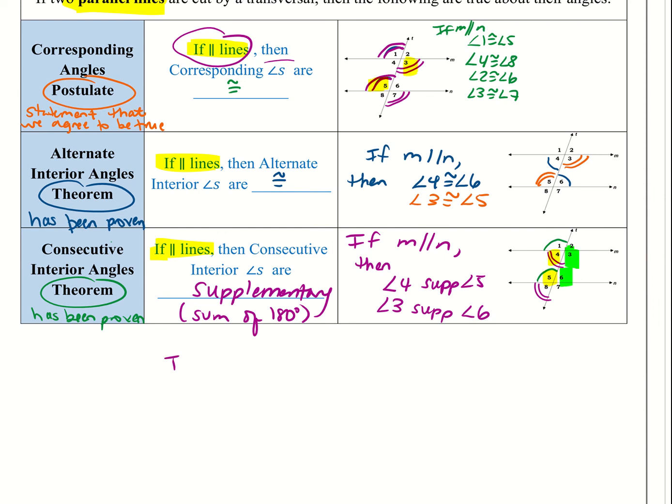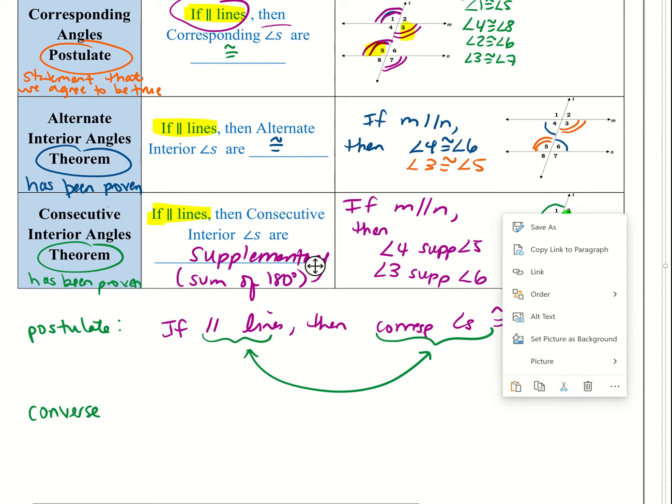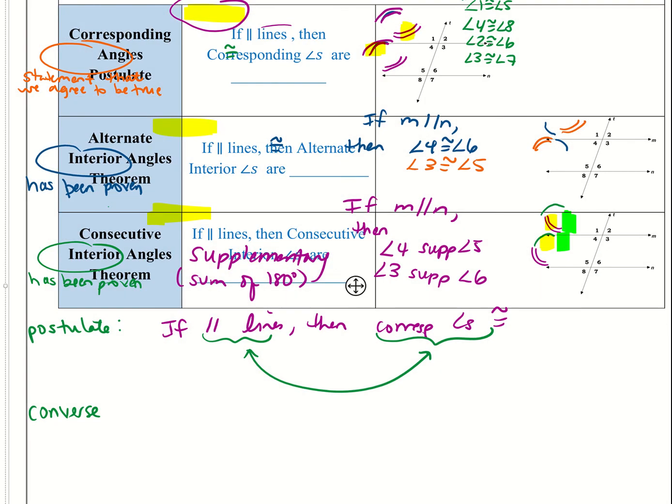So I could take any of these, like if parallel lines, then the corresponding angles are congruent. And I could switch my hypothesis and my conclusion. When you do that, it's called the converse. So I've got this postulate, and I can write its converse when I write it backwards. The converse of the corresponding angles postulate is if, oops, sorry.